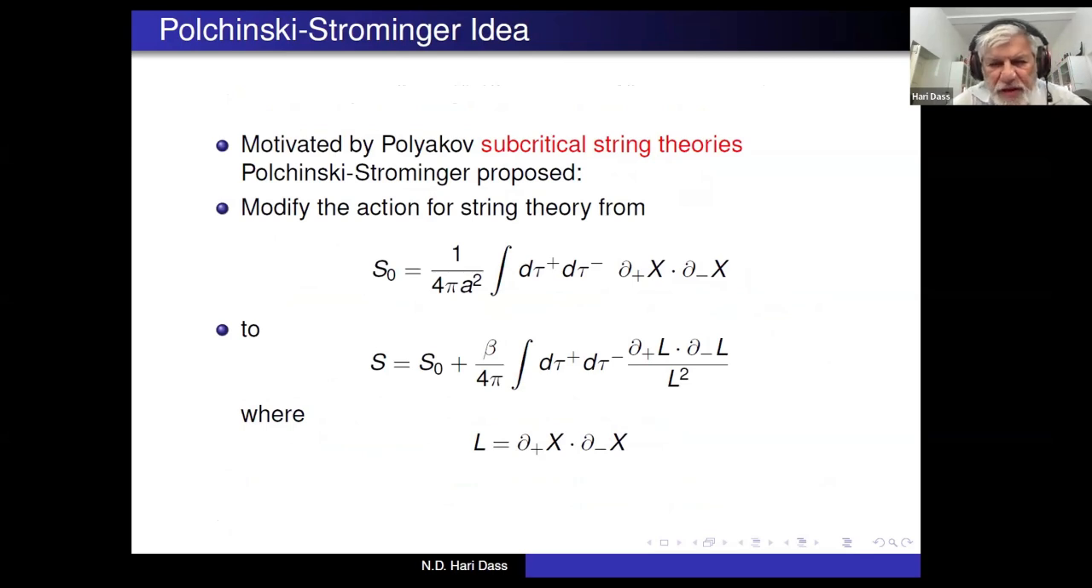So here, Polchinski and Strominger came up with an idea. They were motivated by Polyakov, who showed how to formulate string theory even in 3 and 4 dimensions. But as fundamental string theories, they had a large number of problems. So the Polchinski-Strominger idea was to take the message from Polyakov's theory that when you go to subcritical dimensions, you have to introduce new degrees of freedom, and therefore they took the string theory action and added to it a non-polynomial term of that type. Next slide, please.